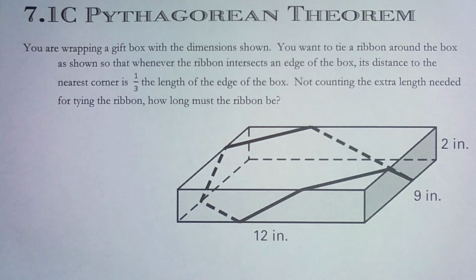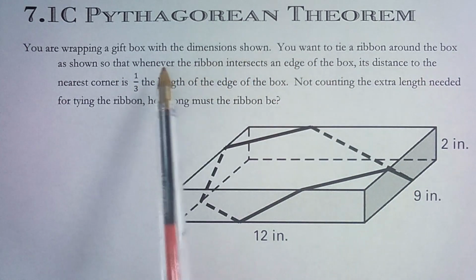Hey guys, today we are going to do a couple of challenge problems using the Pythagorean theorem. So first, you are wrapping a gift box with the dimensions shown. So it's 12 inches long, 9 inches wide, 2 inches tall. And you want to tie a ribbon around the box as shown.